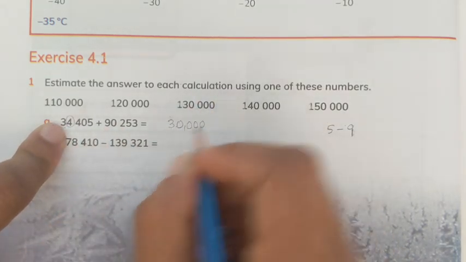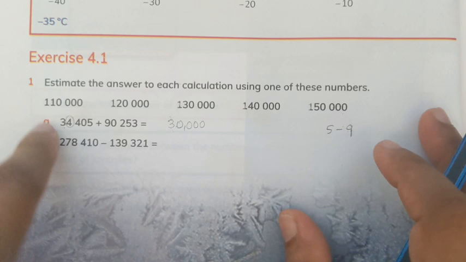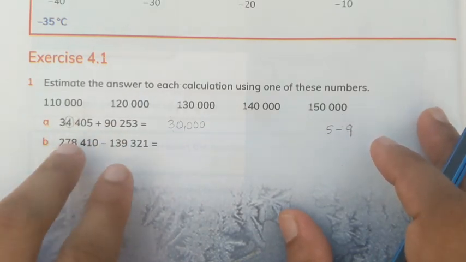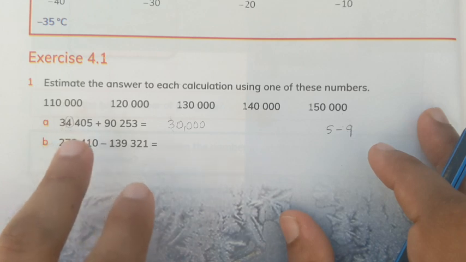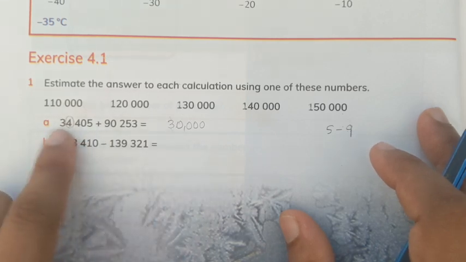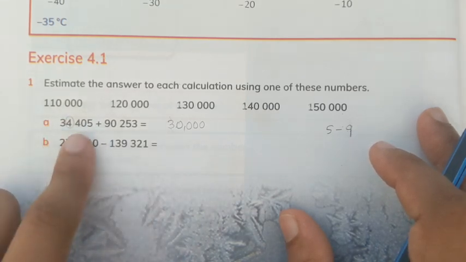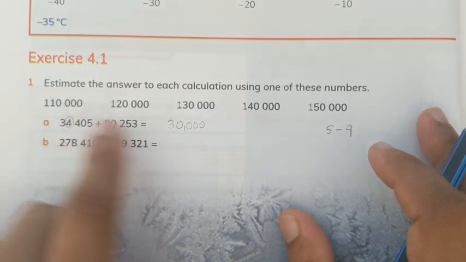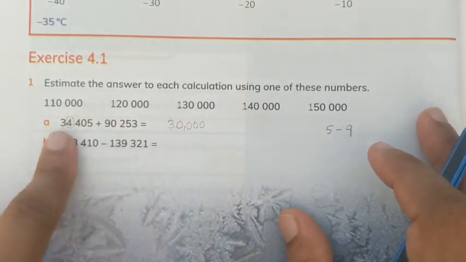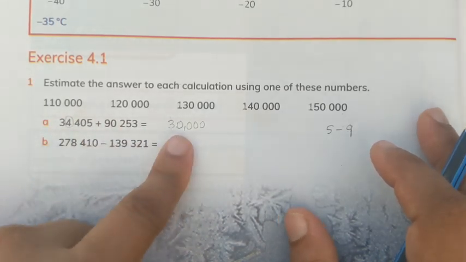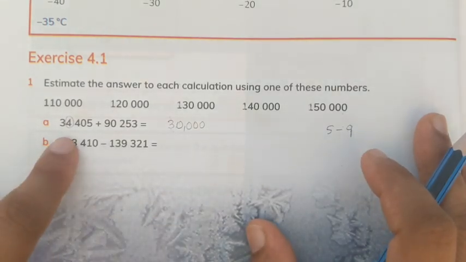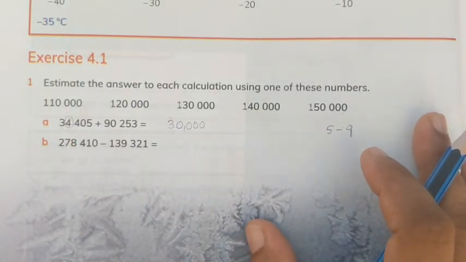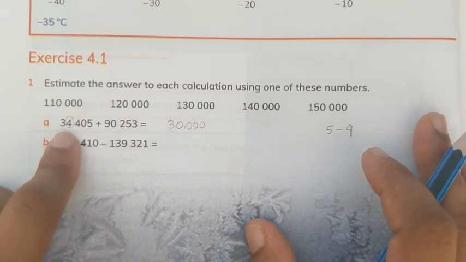so it becomes 30,000, right? What are we doing basically? If we compare 30,000 and 40,000, the halfway point between 30,000 and 40,000 is 35,000, and 34,405 is below 35,000. That is why we are rounding it down to 30,000 and not to 40,000. Otherwise we would have rounded it up to 40,000 if it had exceeded 35,000, right?